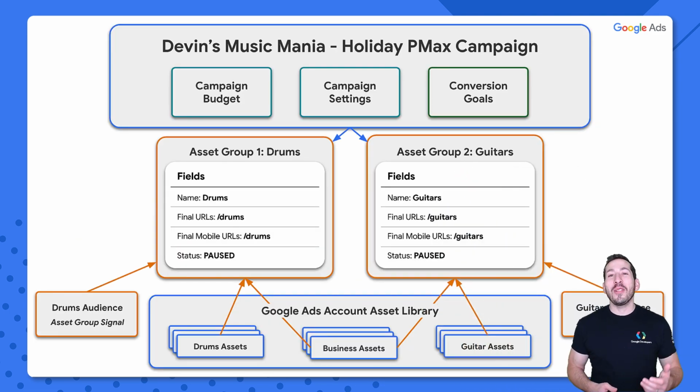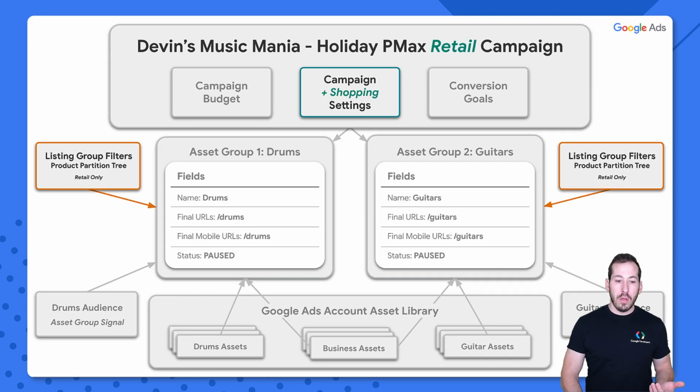If you've been following along in this series, you might recognize this diagram from the last episode where we talked about asset groups. In the episode before that, we talked about PMax retail campaigns. If we take this diagram and now say we want to make this a retail campaign, what would we do? Well, we'd add some shopping settings, which we talked about in episode 4. In addition, we need to let each asset group know which products to include for that given asset group.